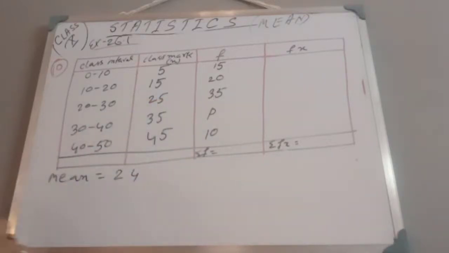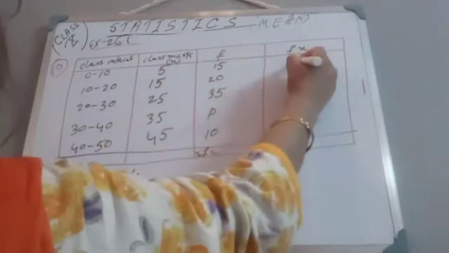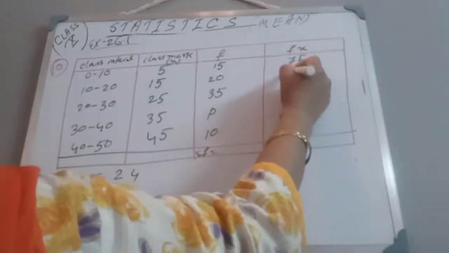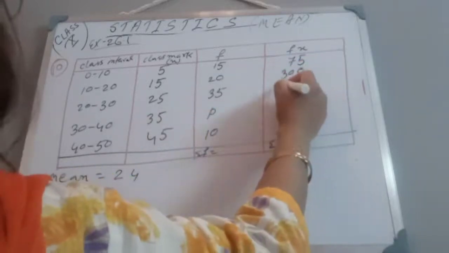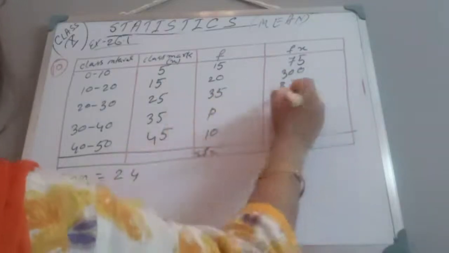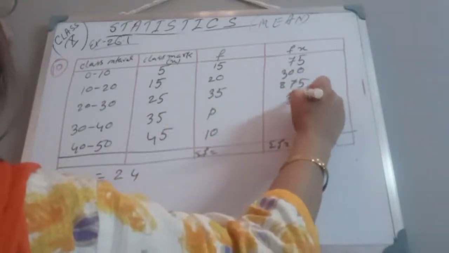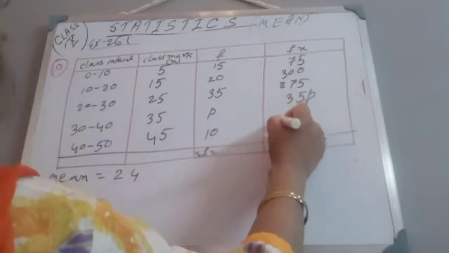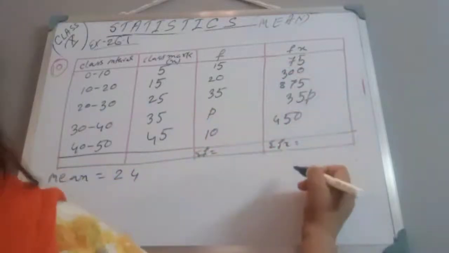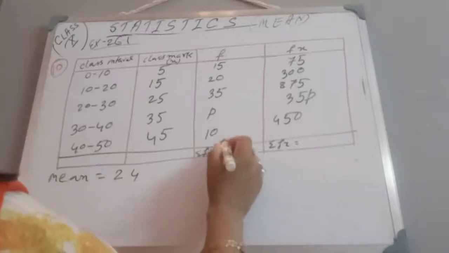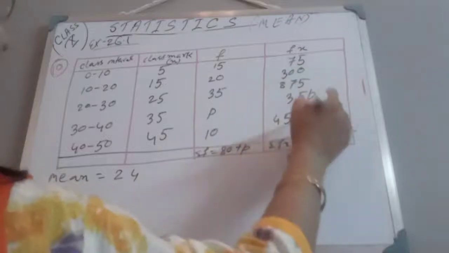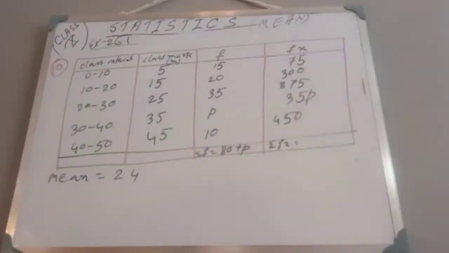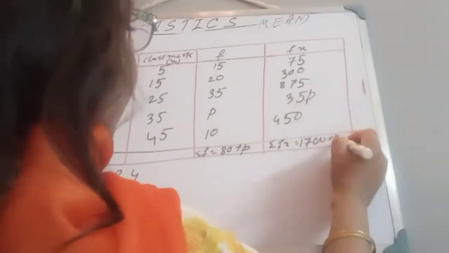So fx: 15 fives are 75. Next is 300. 35 into 25 is 875. Then 35p. Next 45 into 10, 450. What will be the addition here? Sigma f is 80 plus p, and here 450 plus 875 plus 300 plus 75. It gives us 1700 plus 35p.